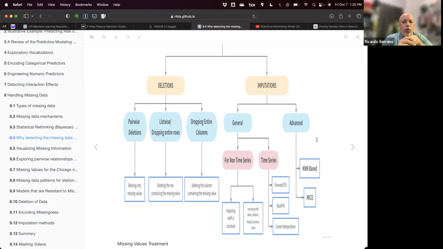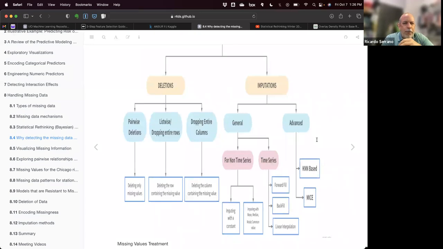Then in the advanced, you have the KNN, the K nearest neighbors, and also the MICE. The MICE is multiple imputation chained equations. The demo that we're going to see using random forest uses this technique, okay? Chained equations. So in other words, it's taking the whole data set to try to impute different values at a certain one after the other, okay. That's the chain part of it.